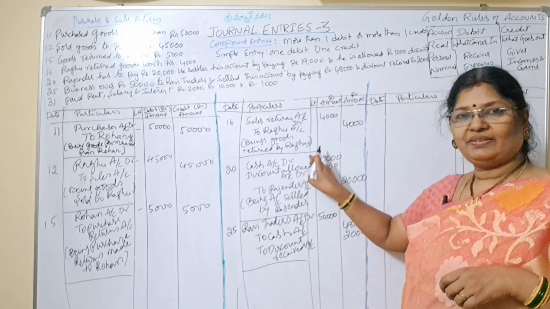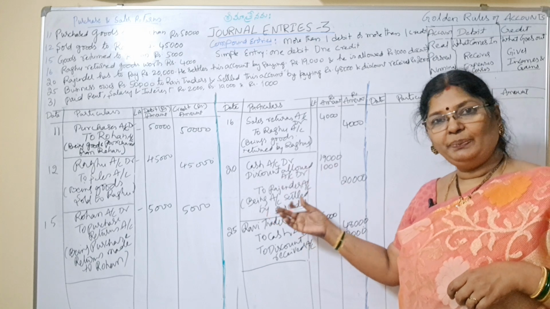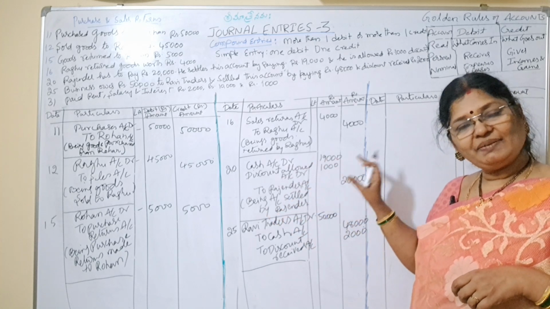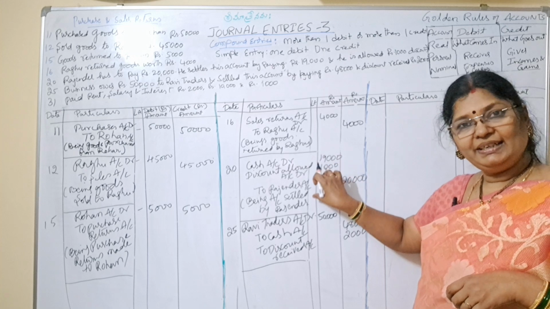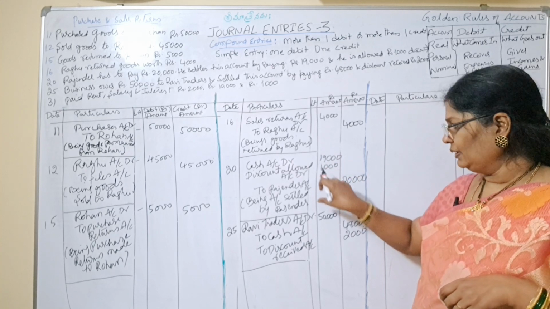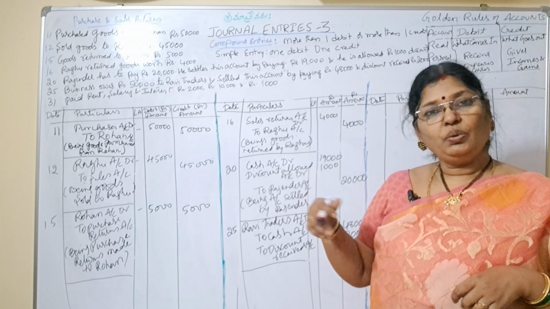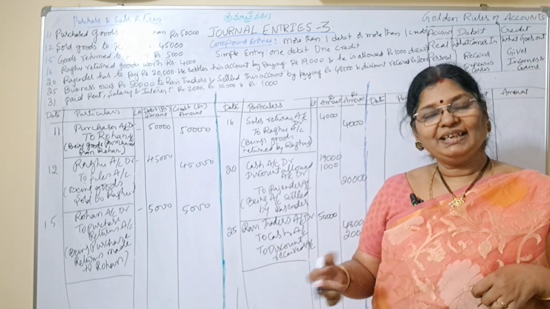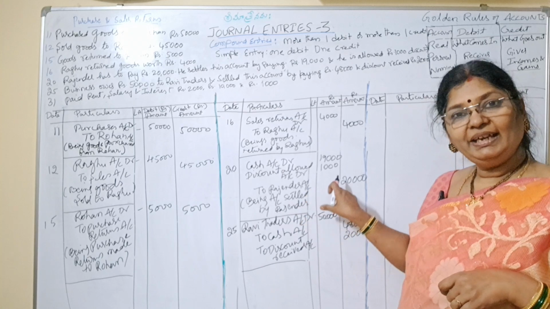It is a real account. Discount allowed: we are giving discount to Raghu, which means it is our expense. It is our loss, right? So that is why discount allowed is debited. This is the nominal rule. And to Rajendra account, personal account, because who is paying that money to us? Rajendra is paying. So according to the personal rule, the giver is to be credited.